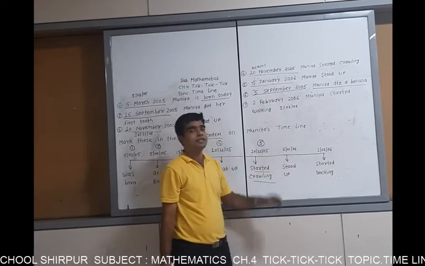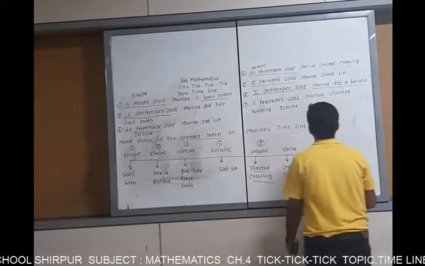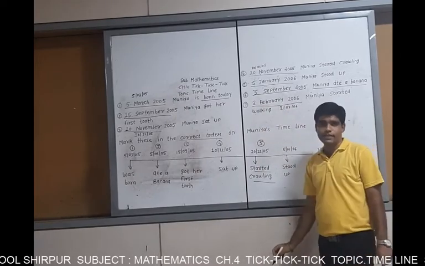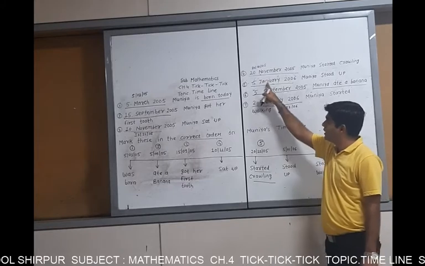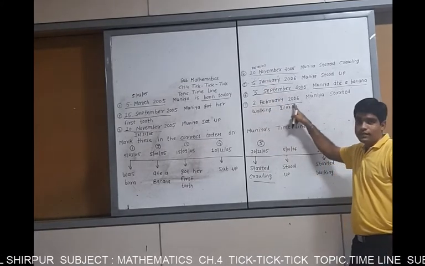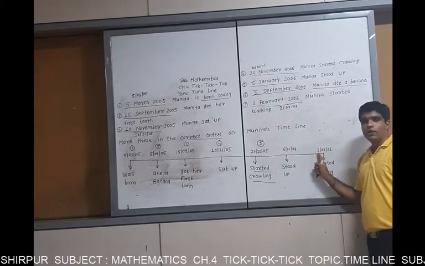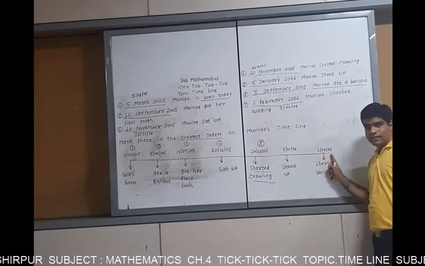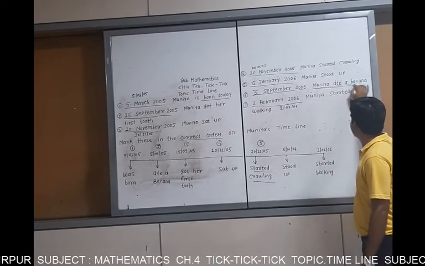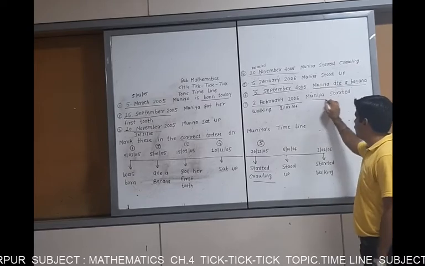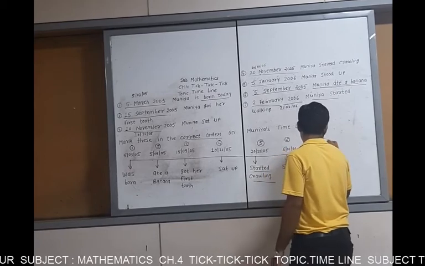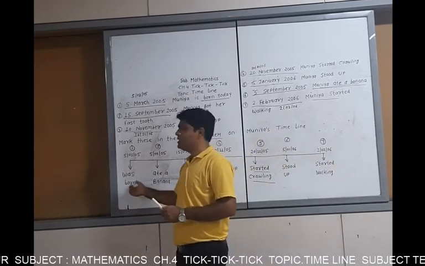Now this is our last one. First of all, 2 February 2006. January, then February. It means we have to write down 2 February 2006. Here will be 'Munia started the walking'. This is our 6th point, and this is our 7th point. All our points are now covered.